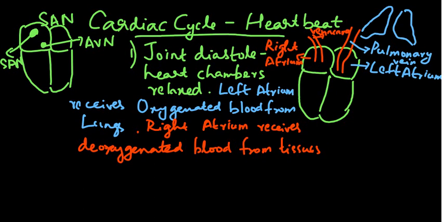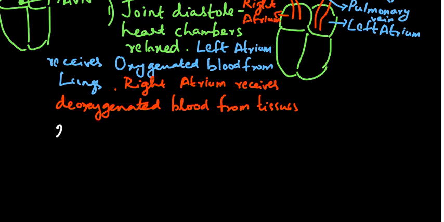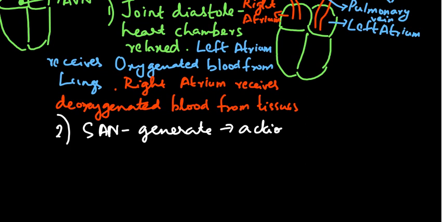Coming to the second step, the sinoatrial node generates action potential, or we can say electrical impulses. Action potential means the electrical impulses in the right atrium. Because of that, the atrium contracts, which is called atrial systole.